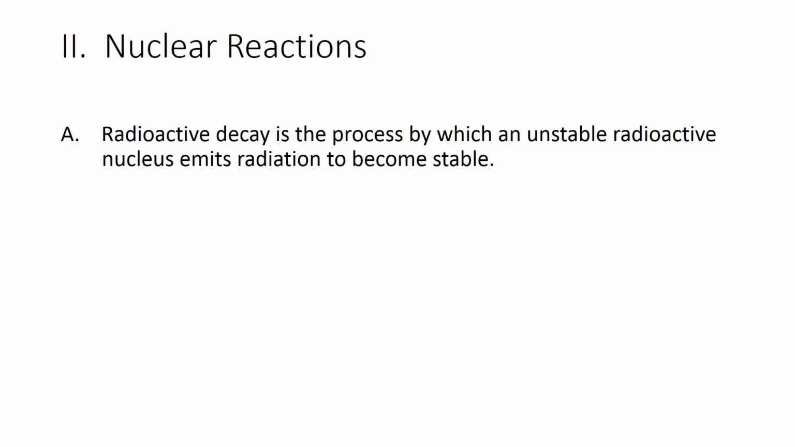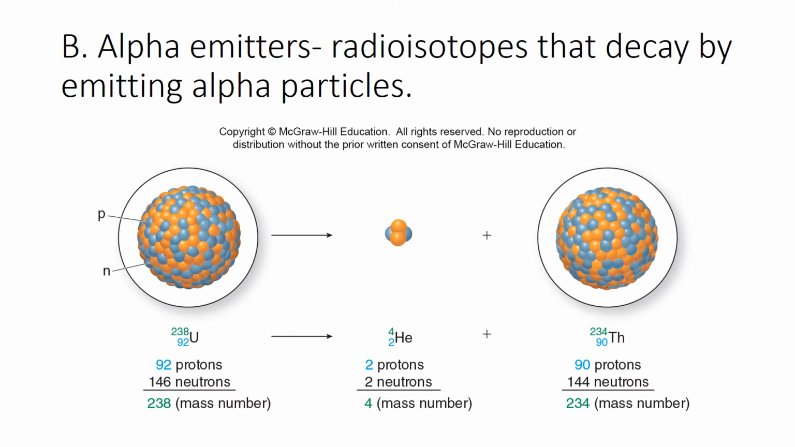So what we're concerned with in our nuclear equation is making sure that the mass numbers and the atomic numbers of the nuclei are balanced. And so we're going to show what type of particle or energy is being emitted throughout that radioactive decay process. Let's start with the alpha emitters, and these are radioisotopes that are decaying by emitting alpha particles.